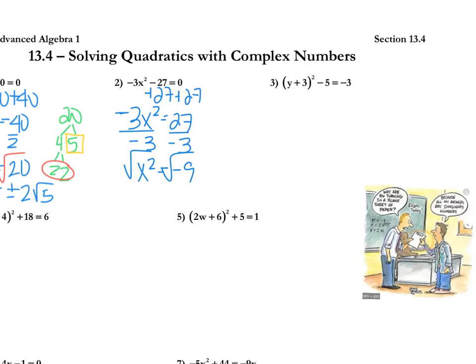So remember to take care of the i first. So I'm going to take the i out and then simplify my radical. So the square root of 9 is 3. So I get plus or minus 3i. And ironically, that's exactly what's in the comic.